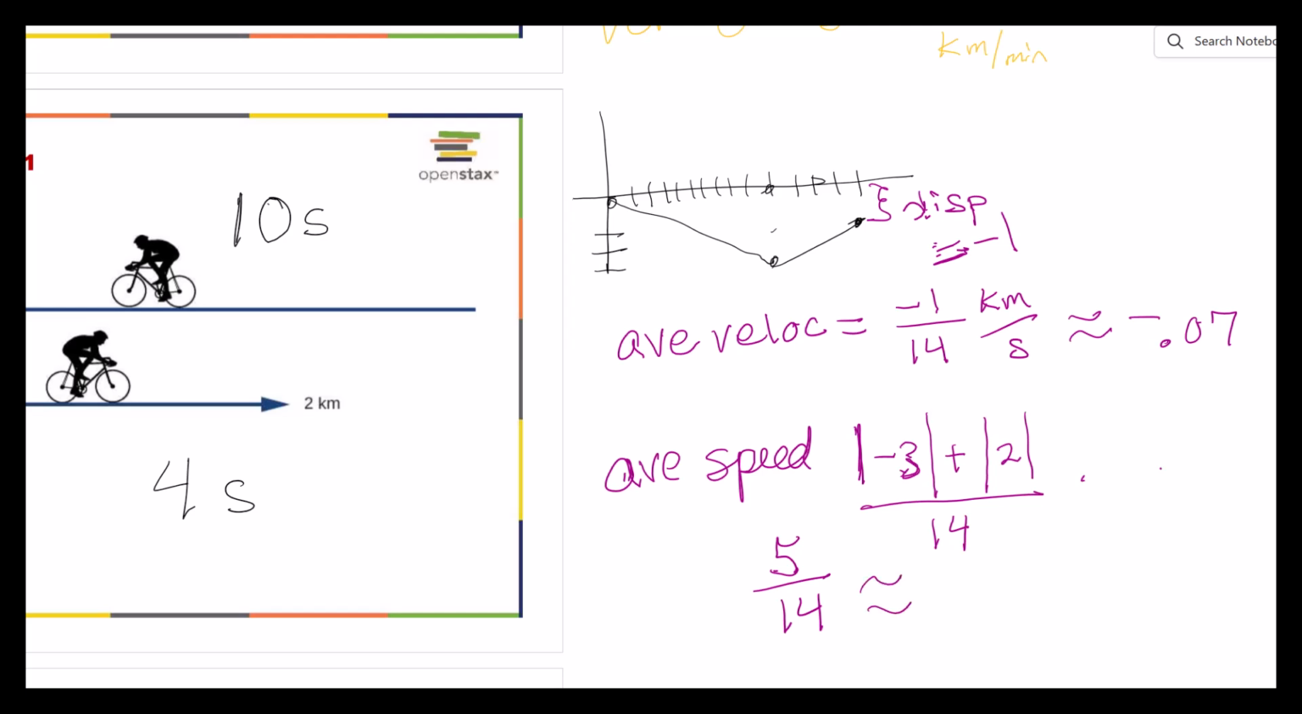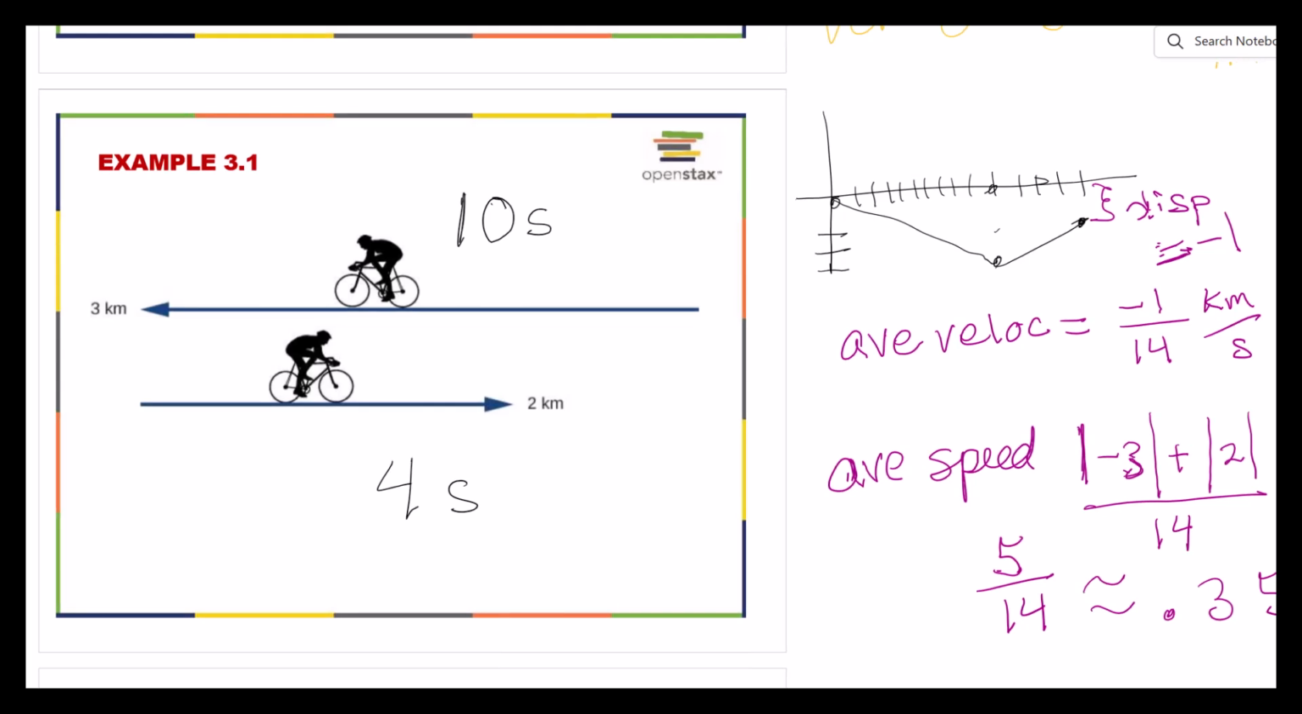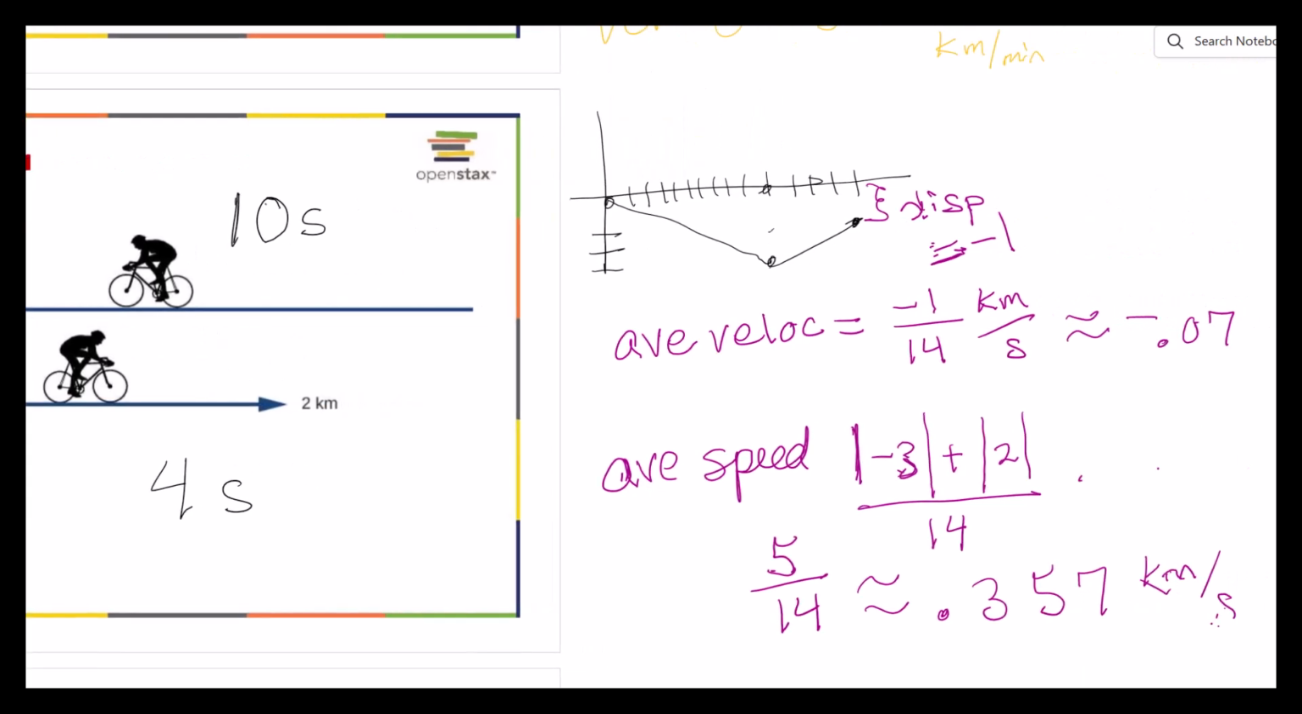He went really fast. Sorry. He's like the world's fastest bicyclist. Okay, and then here he went an average of 357-ish kilometers per second. And this is what happens when you have mathematicians teaching physics, is we make up fake units that don't make any sense. Okay, so that's the difference between speed and velocity.